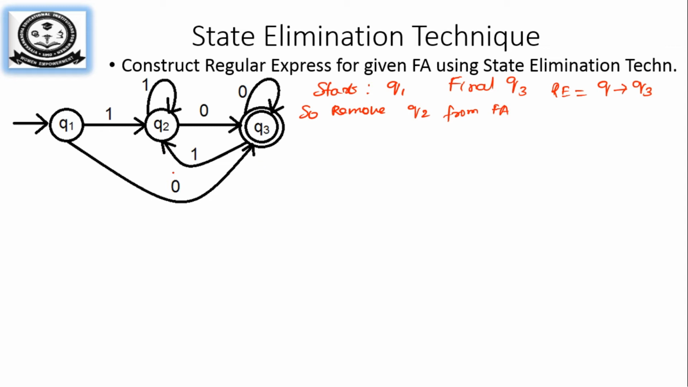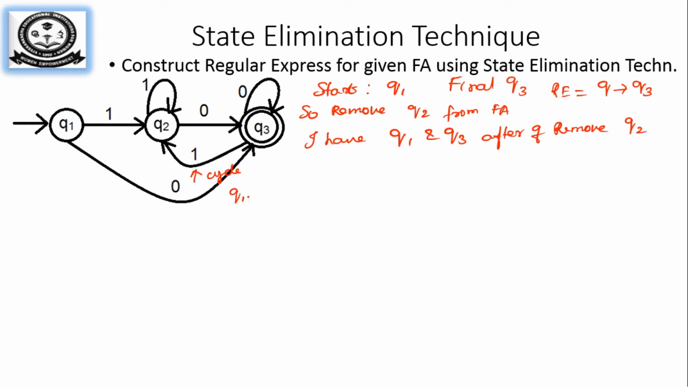Right? So to do this, you can see you have a cycle over here. So you have a cycle here. When you want to remove Q2, we are going to do it in a new fashion. So how do I do it? When I remove Q2 from this, I have only Q1 and Q3 after removal of Q2.